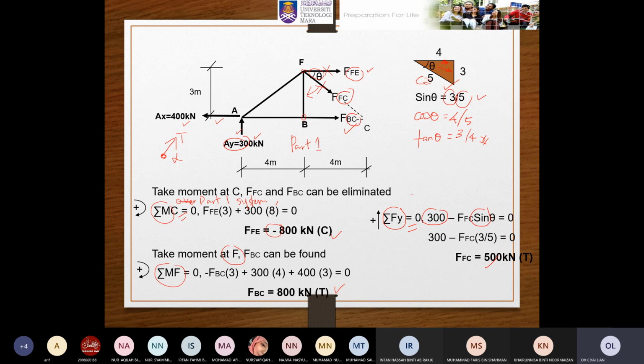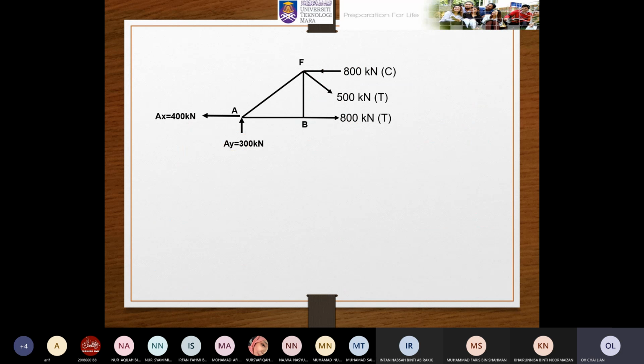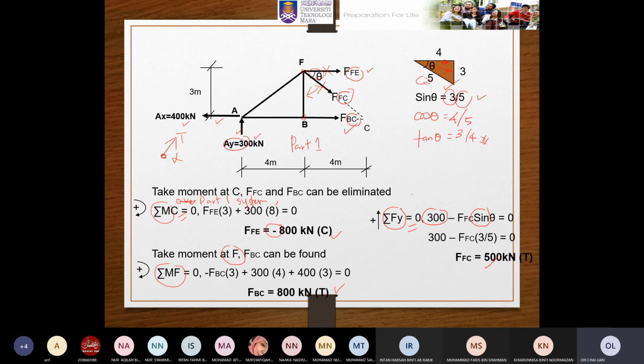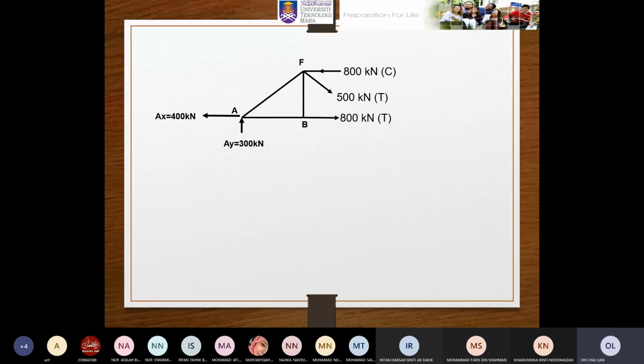Okay, so maybe I'm just explaining in a detailed way, but I hope from this very fundamental, you can apply it into a more complicated truss. Okay, so now you get all the forces here. So for example, FFE and only FFE is negative at 100 and the rest is positive tension. So this is how you do this using the method of section.